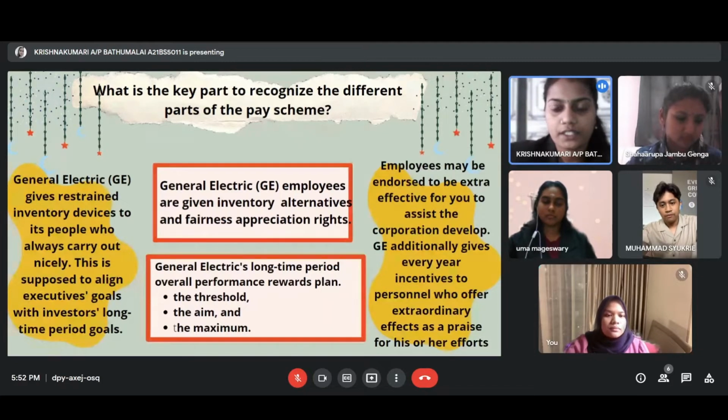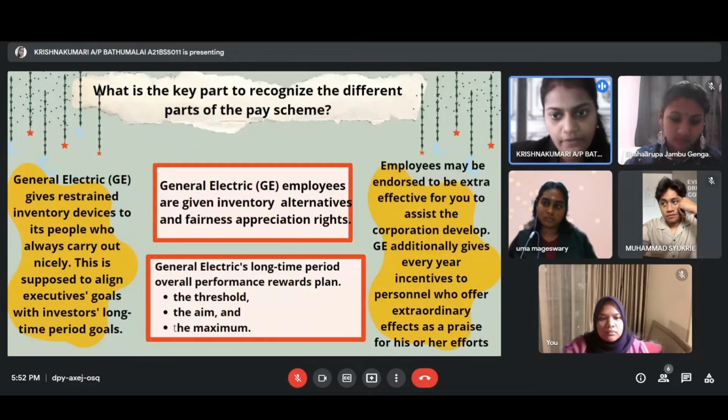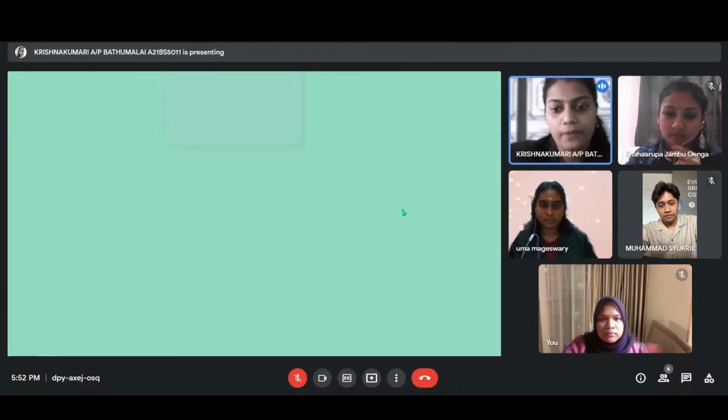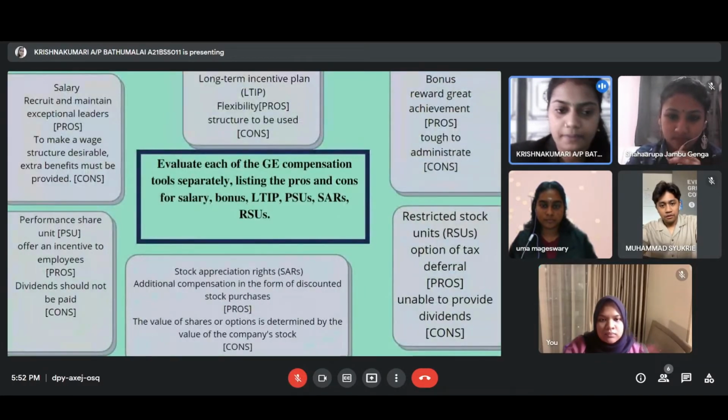My last point is employees may be encouraged to be more effective in order to assist the corporation's development. GE also gives yearly incentives to personnel who offer extraordinary results as a praise for their efforts. As a result, we understand that GE will pay its personnel compensation and yearly bonus based solely on their overall performance, to compliment them for their effort in the month of February. The next slide, one of my group members will explain.